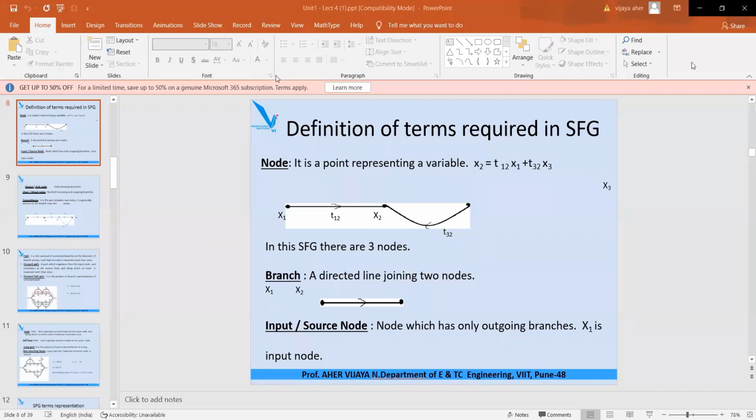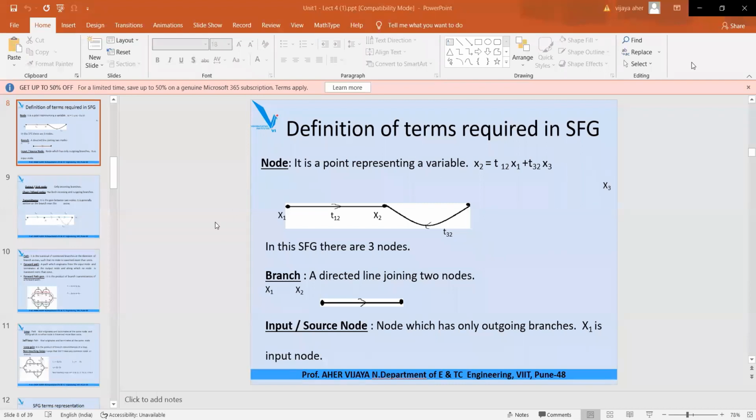Something is written in the chat box. Let me see. SFG intro, definitions, nodes, and loops. Okay, thank you, Sanskar. Your answer is correct. Thank you for answering, students. It means that you are attending the lecture mentally also, not only physically. Thank you. I like it.